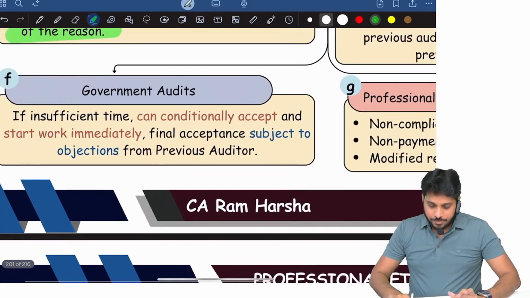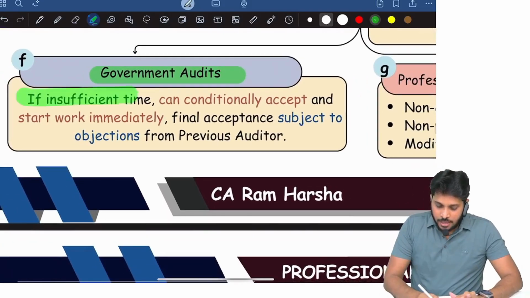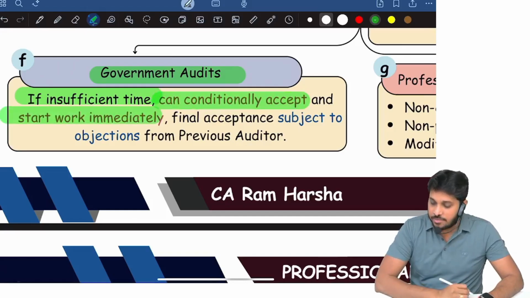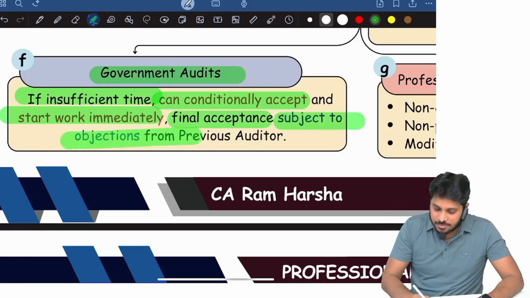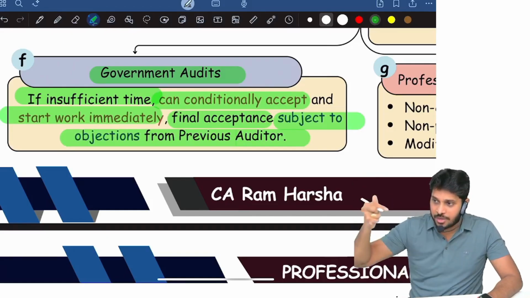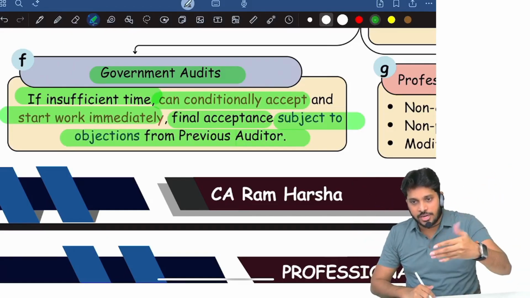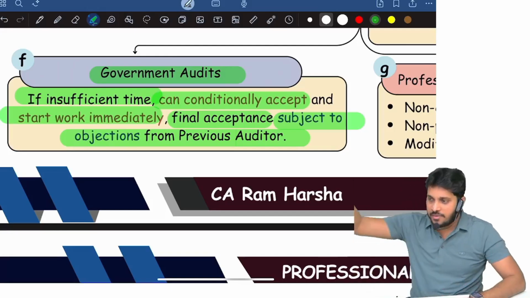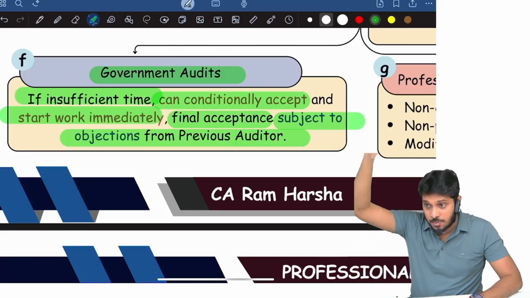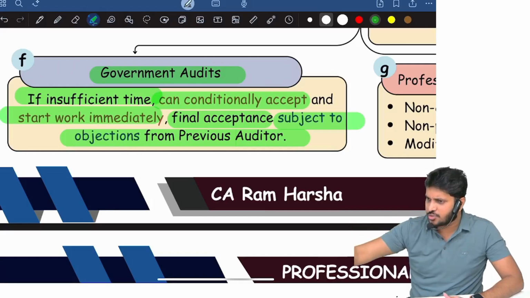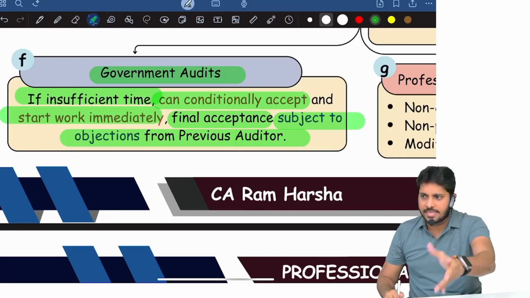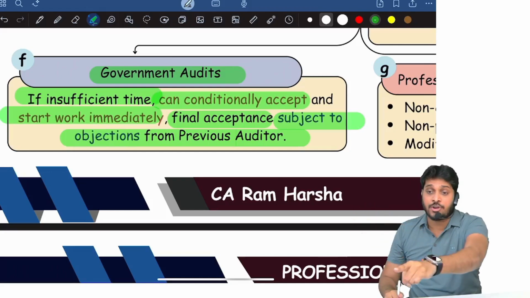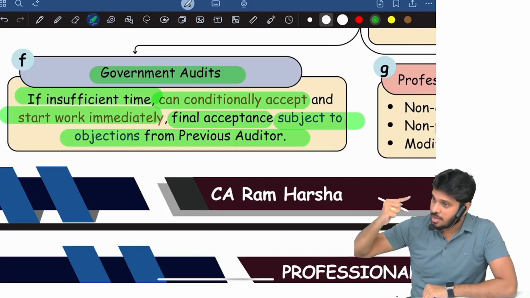Then for government audits, if the time is insufficient, you can give a conditional acceptance and start the work immediately. In the acceptance letter, you can clearly mention that final acceptance will be subject to objections from the previous auditor. Suppose a government authority appointed you and only a 10 day time limit is given, and the previous auditor will reply in around 15-20 days as per business practice. So you can accept conditionally: I will start the work, but my final appointment and report will be subject to communication received from the previous auditor.